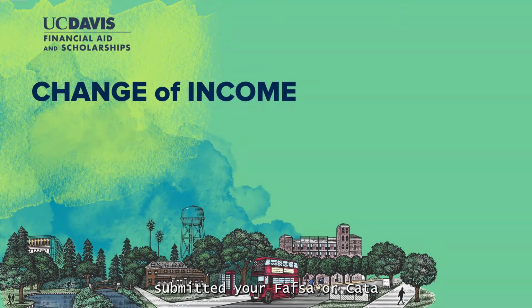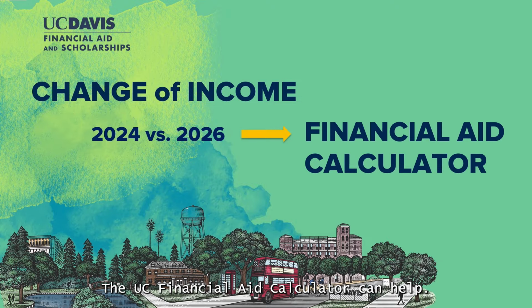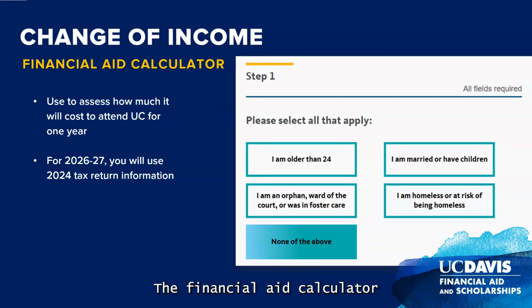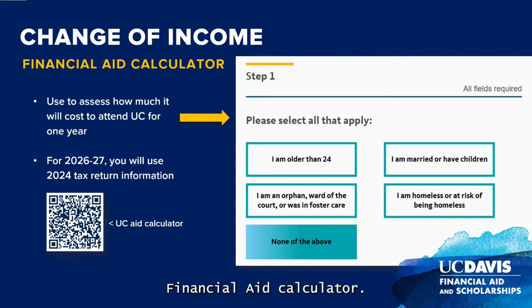When you submitted your FAFSA or CADA for this academic year, you were asked to provide 2024 income and tax information. Now, in 2026, you may have experienced a change in income that may affect your financial aid eligibility. The UC Financial Aid Calculator can help. The Financial Aid Calculator allows you to input current income and tax information to obtain an estimate of how your aid offer might change. Remember, the calculator provides an estimate, not exact results. Scan the QR code to access the UC Financial Aid Calculator.